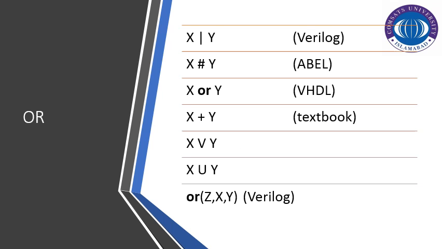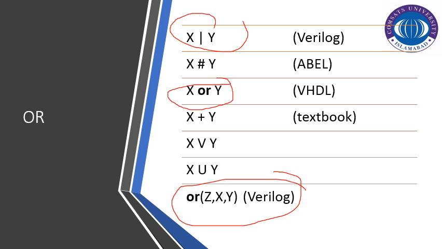Here we can represent that in different ways. For example, in Verilog we can represent it in this way, this representation, or this representation. In VHDL we use this representation, and in your textbook different representations are used. Basically we will be using this representation in common. Let me highlight that.